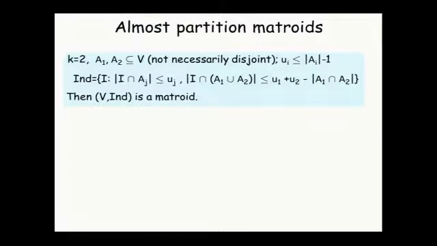However, it turns out that for k equals 2, if we further impose a constraint on the cardinality of the intersection between I and the union of A1 and A2, then we get a matroid. Essentially, if we impose a constraint on the cardinality of the intersection between I and A1, and on the intersection between I and A2, then we also need to impose a constraint on the cardinality of the intersection between I and the union of A1 and A2, and this constraint has to somehow depend on the intersection of A1 and A2.